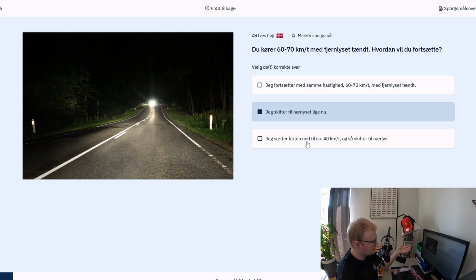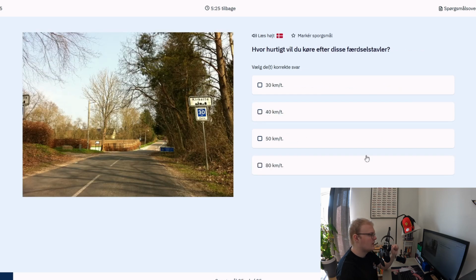I wouldn't say so. I don't see any reason to. I mean, it is a hill up here. It could be that I don't have the visibility, but I don't think I will because he has the high beams on. So the bottom one, I slow down and turn on the normal lights, might be the correct answer, but I'm not going to answer it because that's not what I would do.